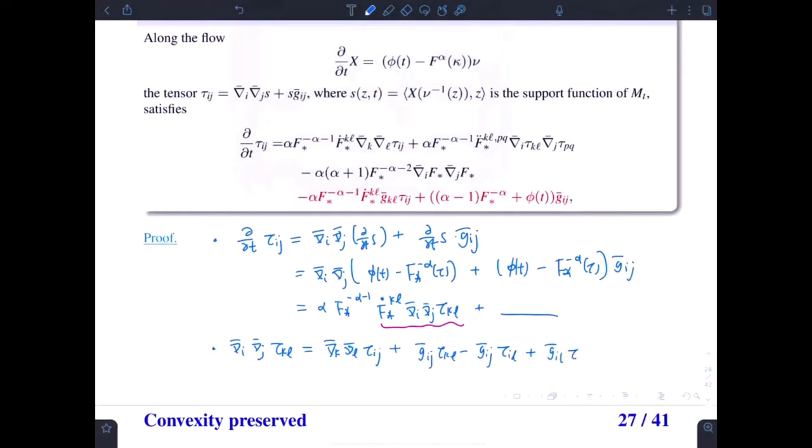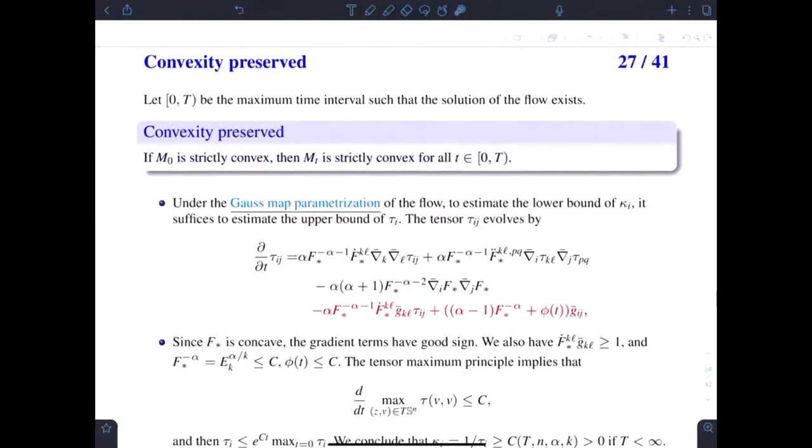The tau k g and the minus g k r and tau ig. And so finally we can get this evolution equation. And this is the time derivative, and this is the second order derivative. And some gradient terms here, and some zero order terms. In the following, we will apply this equation to derive the convexity preserved.